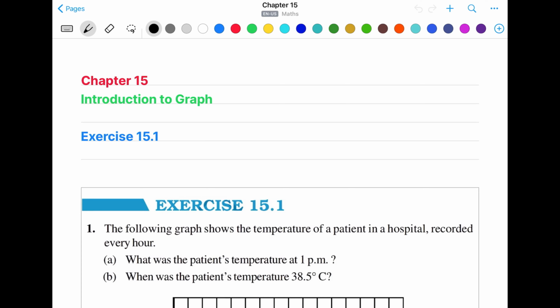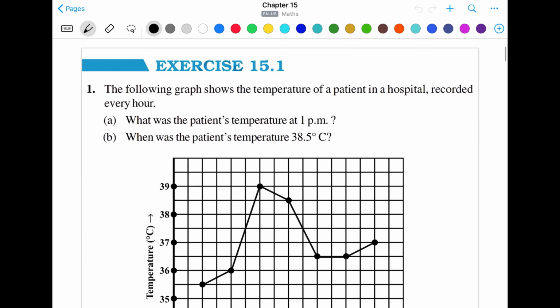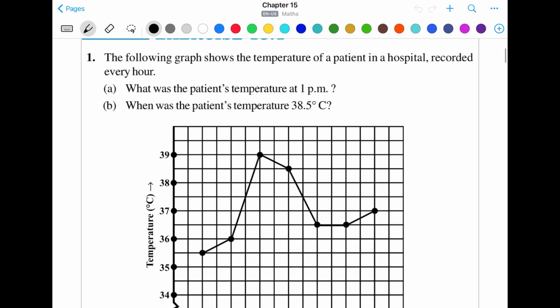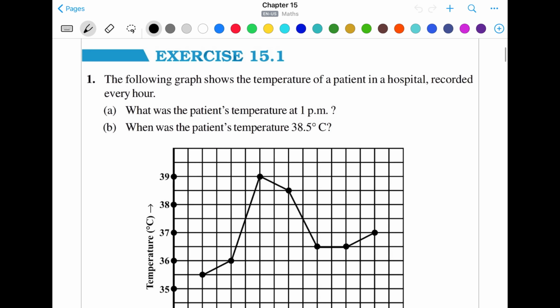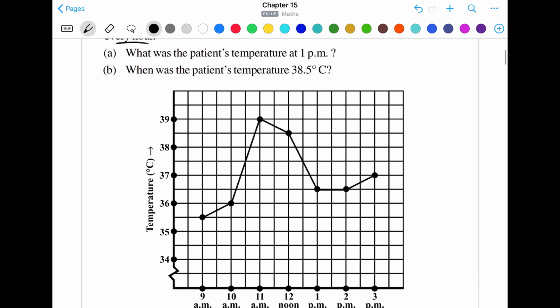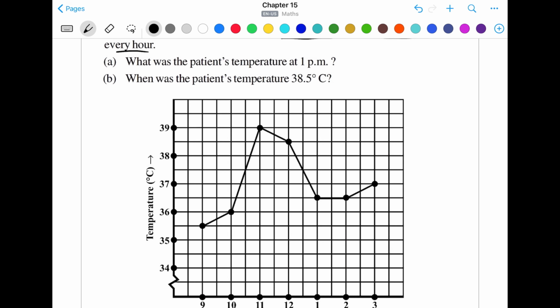The first question here is, we are given a graph. The question is: the following graph shows the temperature of a patient in a hospital recorded every hour. There's a patient admitted in a hospital and his body temperature has been recorded by the doctors every hour. We have to answer certain questions based on this graph. First one is, what is the patient's temperature at 1 p.m.?